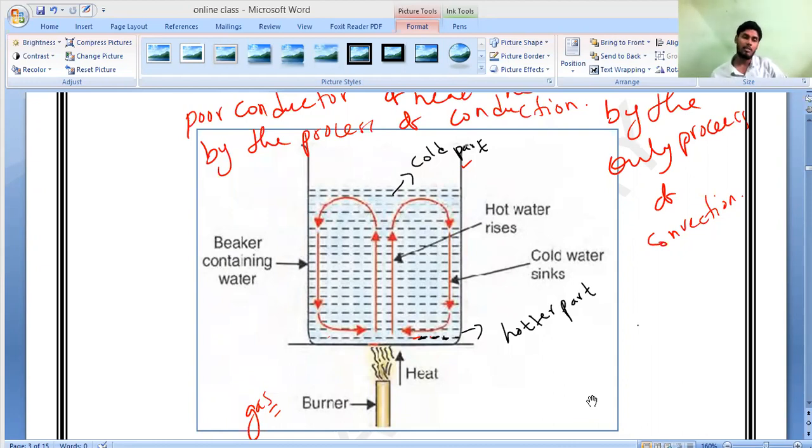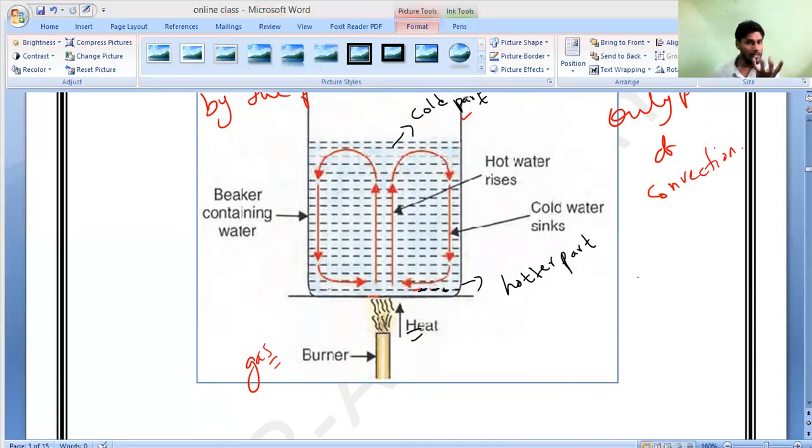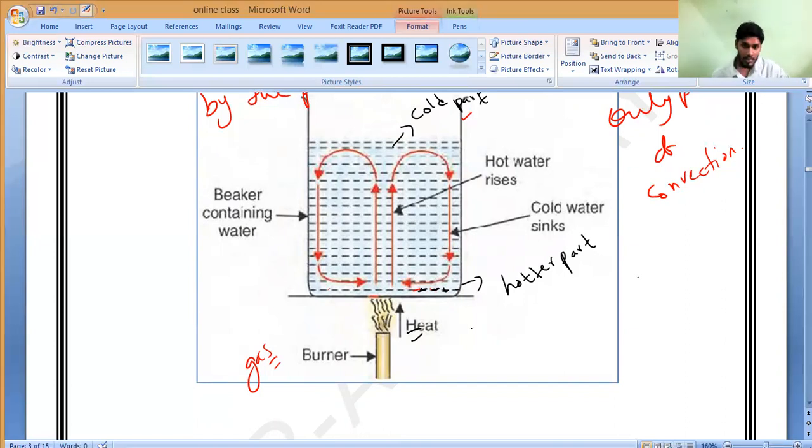How does it happen? When a beaker containing water is kept over a burner, or any vessel over a gas burner, what will happen? The water at the bottom of the beaker, near the flame, gets heated. The particles near the flame will gain the heat energy.